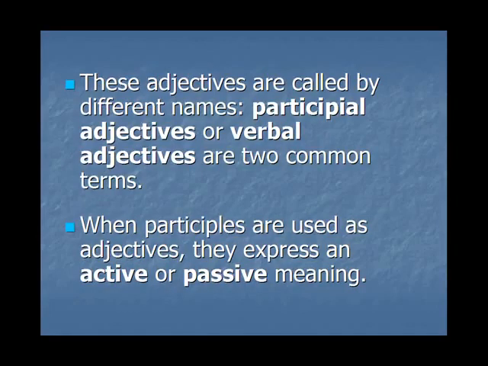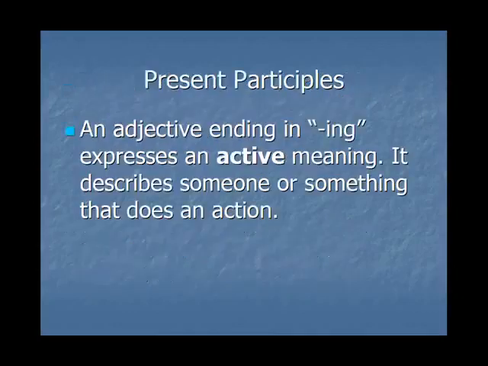Now these adjectives are called by different names. Participial adjectives or verbal adjectives are 2 common terms. When participles are used as adjectives, they express an active or passive meaning. Let's talk about present participles. An adjective ending in ing expresses an active meaning. It describes someone or something that does an action.